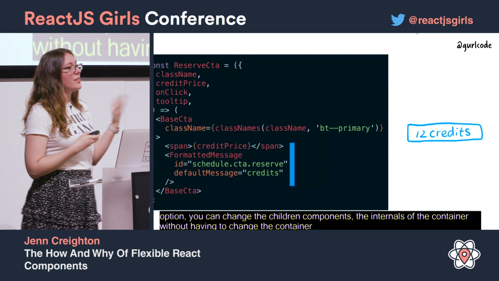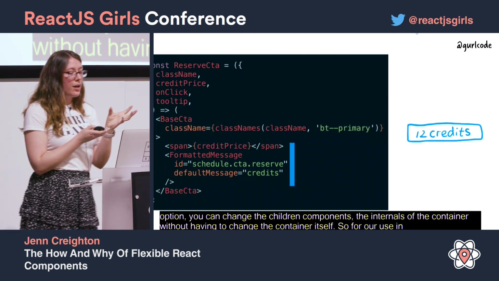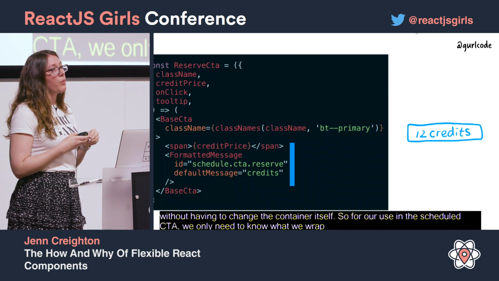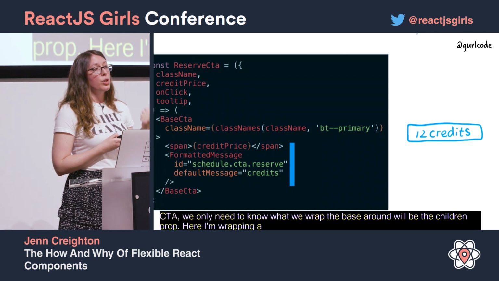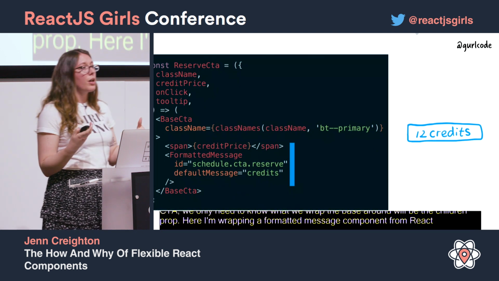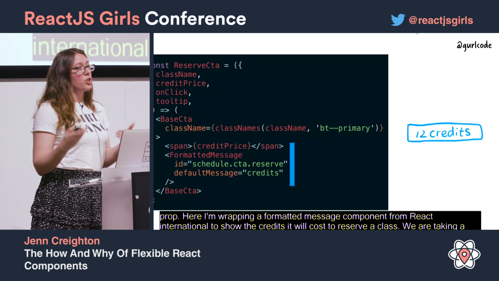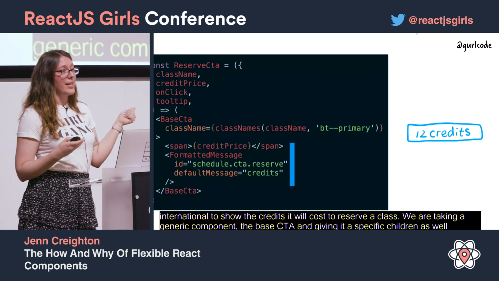So for our uses in the schedule CTA, we only need to know that whatever we're going to wrap the base class around will be available as the children prop. So here I'm wrapping a formatted message component from React International to show the credits it's going to cost to reserve a class. So we're taking a generic component, the base CTA, and giving it a specific children as well as specific props, like the button primary class name.